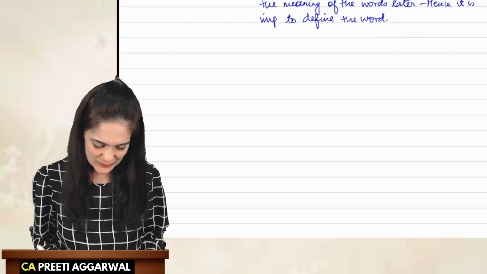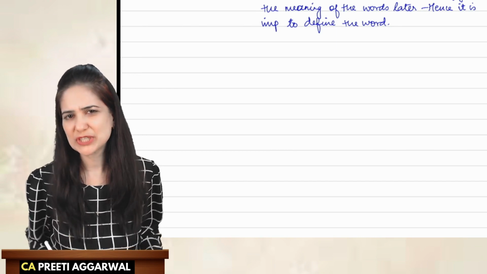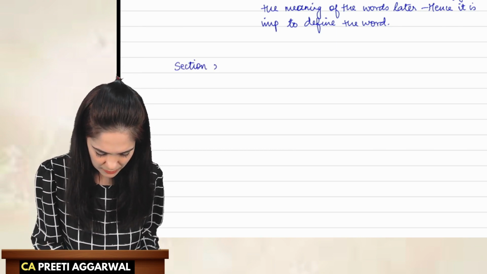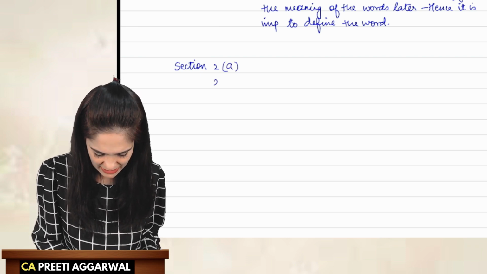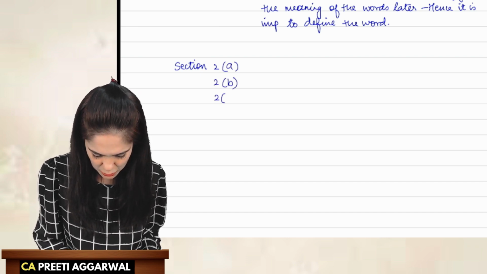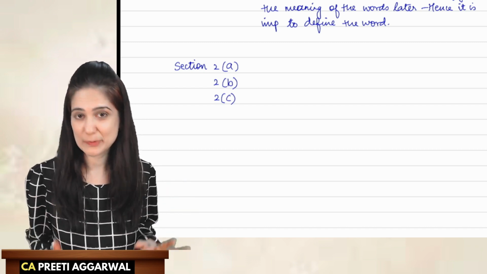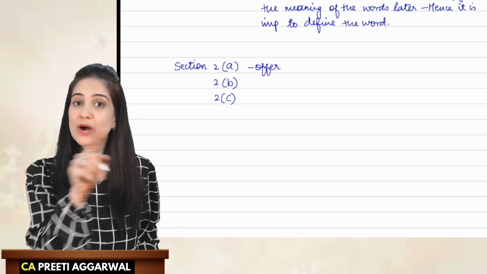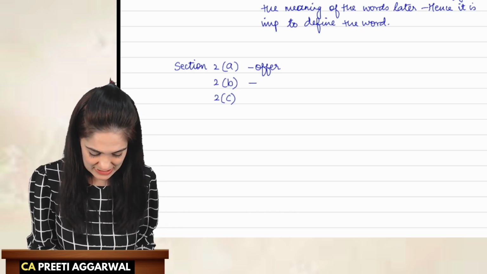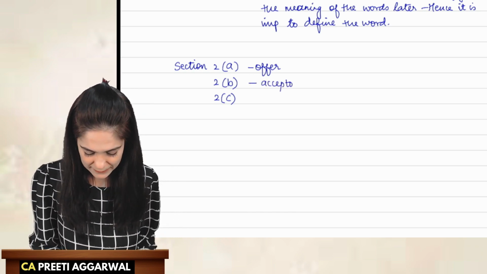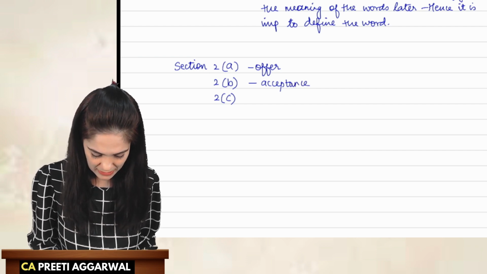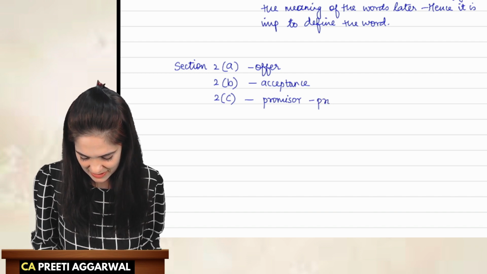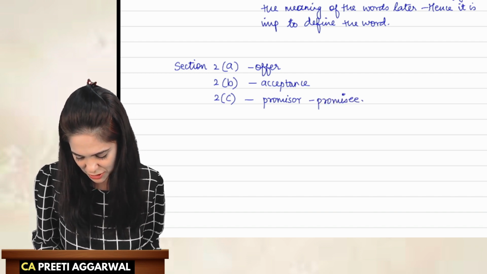Okay, now, how are these definitions written? Let's say, for example, consider the definition in section 2. So we have section 2a, section 2b, section 2c. Now, this is something which everybody will remember. Offer in the Contract Act is defined under section 2a. Acceptance is defined under section 2b. Promisor and promisee are defined in section 2 clause c.